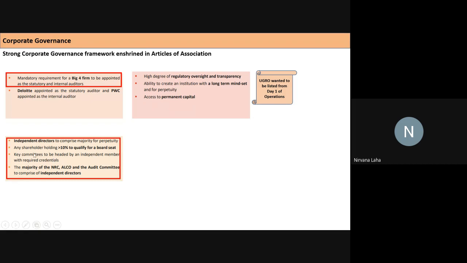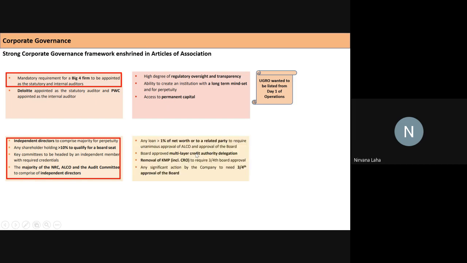Yeah, so here, look at this. They said that independent directors will always comprise the majority of the board. Yeah, any shareholder holding greater than 10% will qualify for a board seat. All key committees will be headed by independent members. The majority of these committee members will constitute of independent directors, right? See this. Any loan which is greater than 1% of net worth or made to a related party will require approval of ALCO and the approval of the board. Yeah. So ALCO is, I think, the audit committee, and it will require board approval.